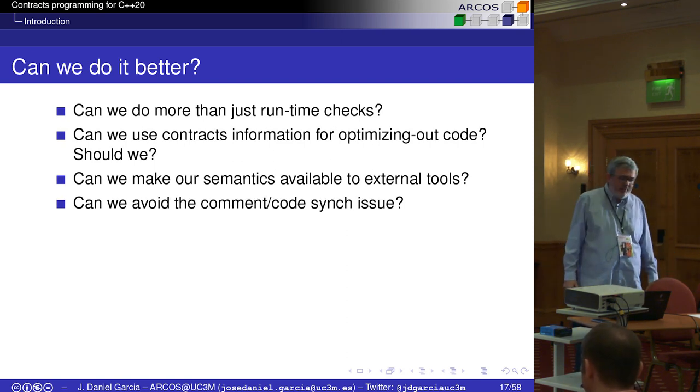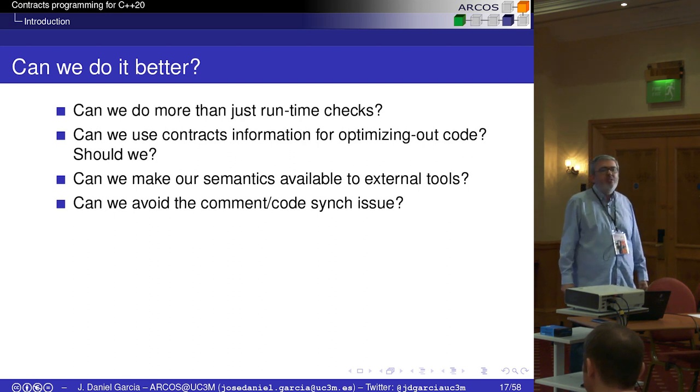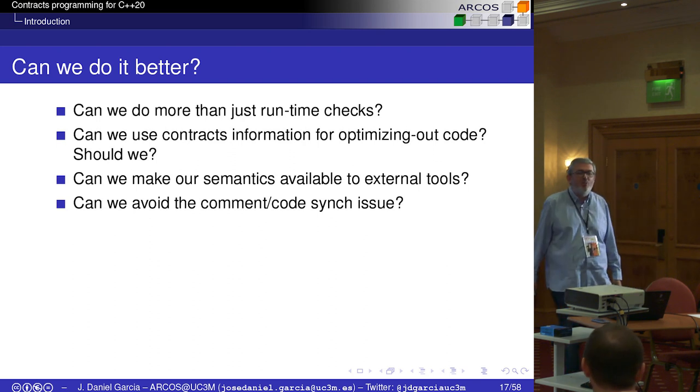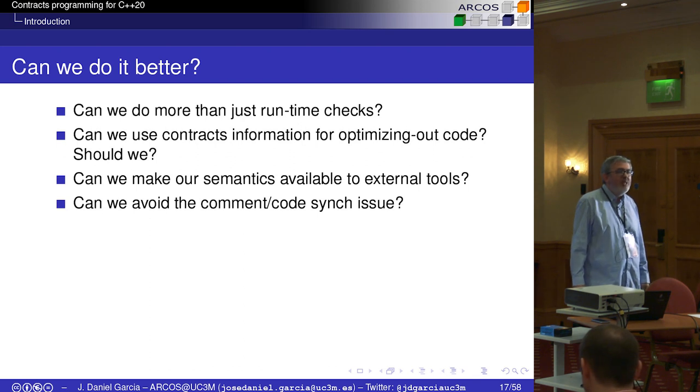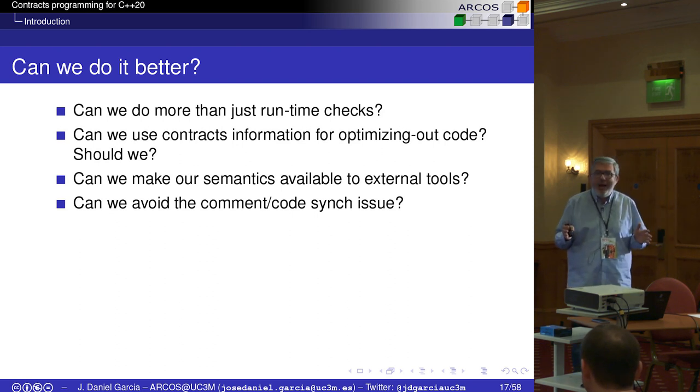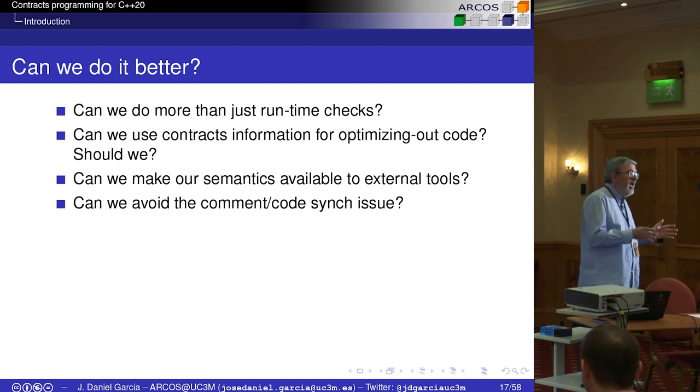Can we avoid the comment-code sync issue? Peter Sommerlund was claiming yesterday that we should not write so many comments and that we should be able to express as much as possible our ideas into code. So having this as a language feature will allow me to move things that today I have in comments to places that are parsed by the compiler and other tools.